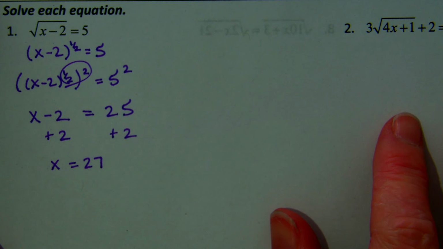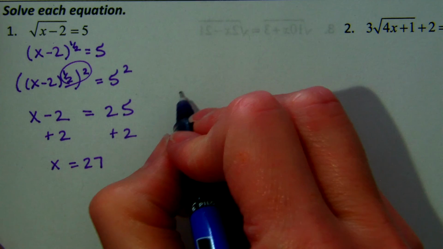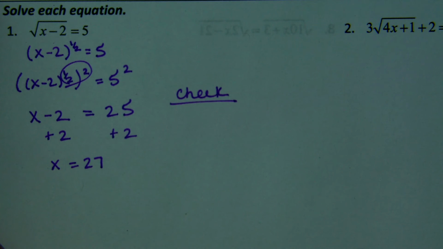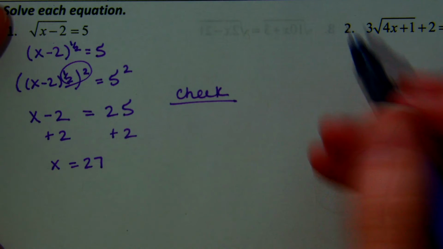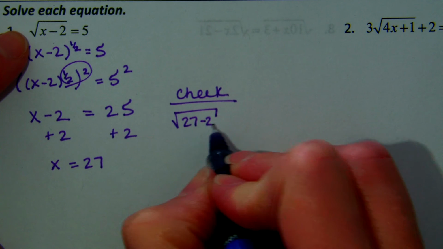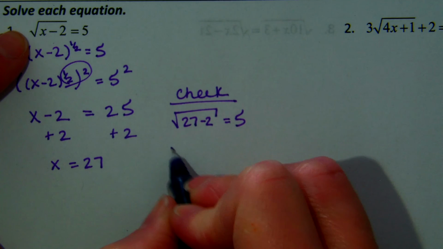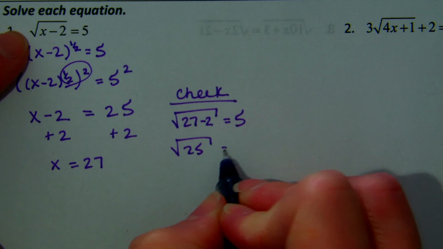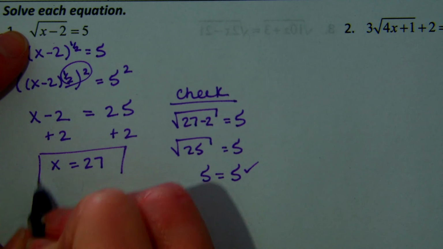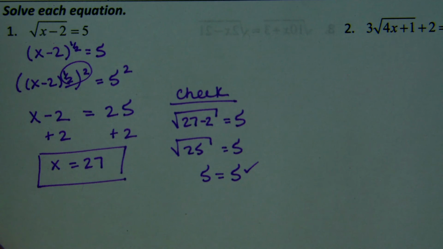We have to make sure that we check our answer because square root equations can have extraneous solutions. So make sure you plug it back in. Square root of 27 minus 2 is equal to 5. It's the square root of 25 is equal to 5. And in fact, 5 is equal to 5, so this checks out, and that is the correct answer to that equation.